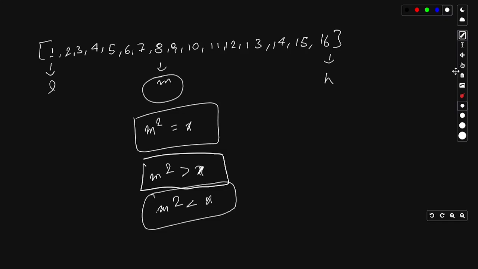So if a number's square is exactly equal to x, we will just return. And if a number's square is greater than x, that means that we need to take mid as a smaller number. And how can we do so? We can do so by eliminating the right half, by using this logic of binary search.